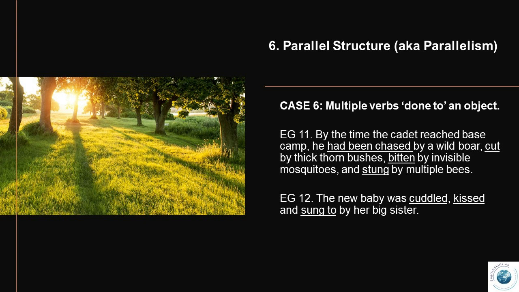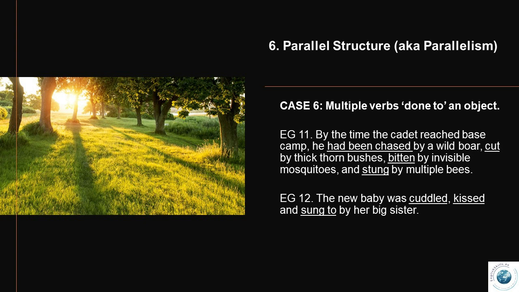Example 12. The new baby was cuddled, kissed, and sung to by her big sister. The phrase, by her big sister, indicates a passive form, so even though we know the agent, i.e. the sister, the priority of this sentence is the new baby, because we place her at the beginning of the sentence. The actions performed by the agent are all directed towards the object. Cuddled, kissed, and sung to.